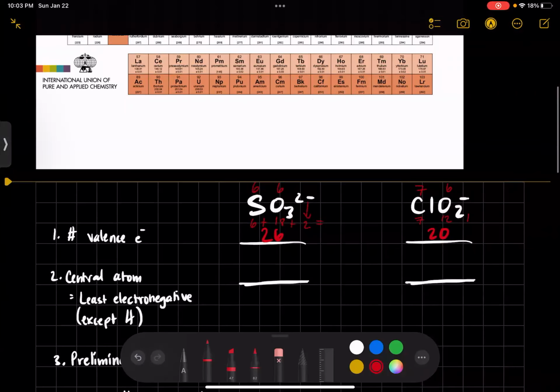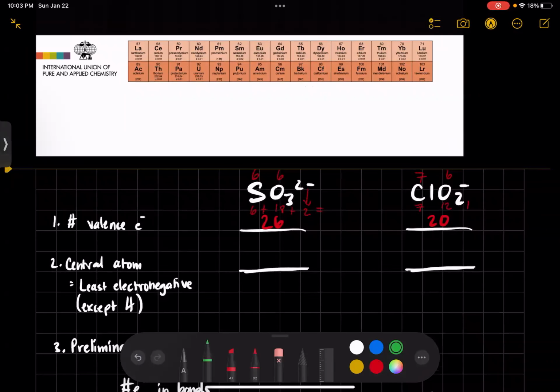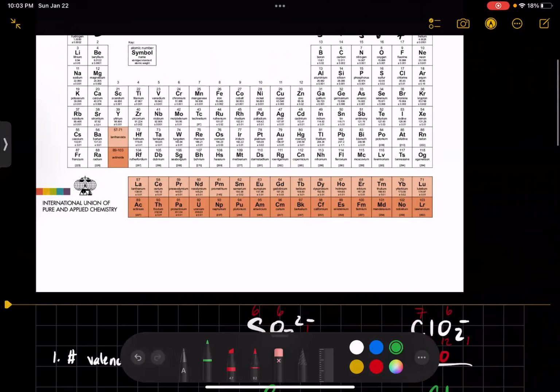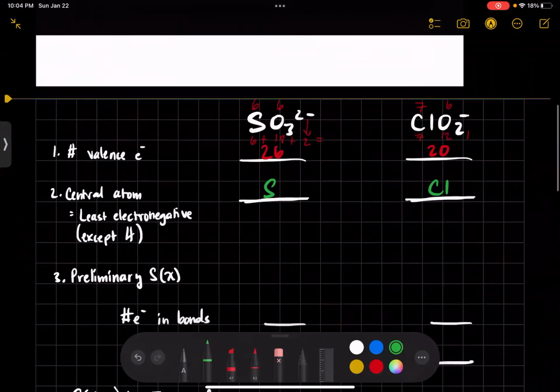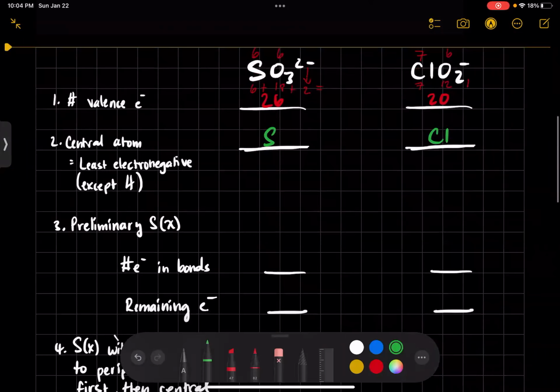The central atom is going to be the least electronegative. Well, we know that oxygen is the second most electronegative atom on the periodic table, and so the central atom, in this case, is just going to be the atom that is not an oxygen. It's going to be sulfur here, and it's going to be chlorine here. In case you wanted to check the periodic table, remember the atom furthest to the left and furthest toward the bottom is going to be the least electronegative. Least electronegative has to be the central atom.